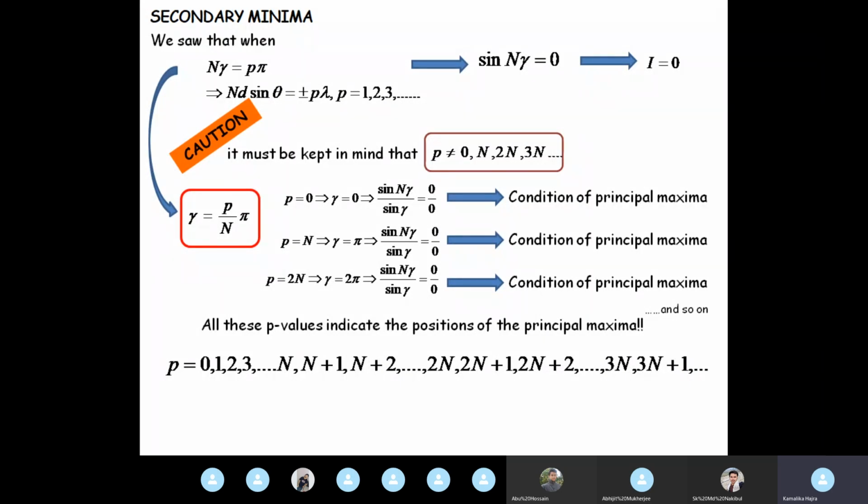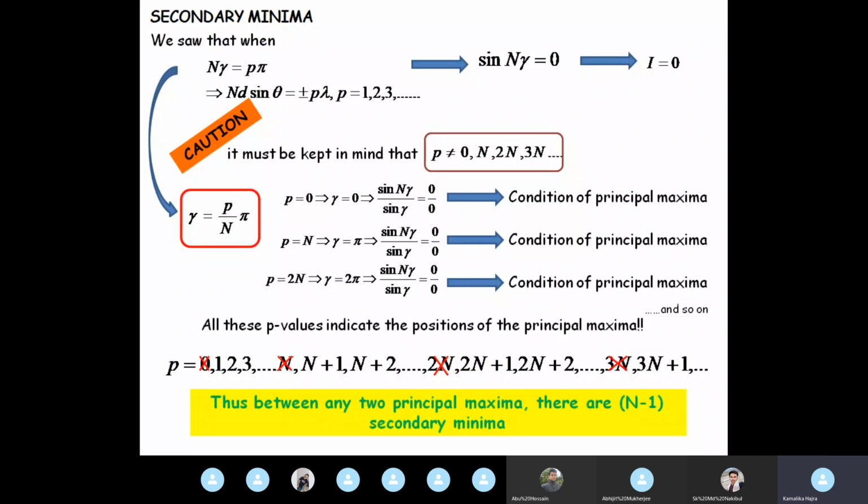But in this case of diffraction, since p equal to 0 or any integral multiple gives me back the condition of principal maxima, therefore from the condition of minima N gamma equals p pi, we must omit the values of p equal to 0, N, 2N, 3N, and so on. All right. So you can see clearly now that between any two principal maxima, there are N minus 1 number of secondary minima.